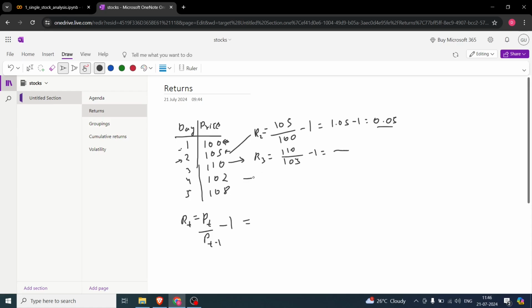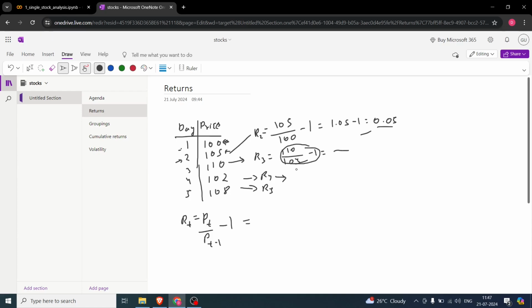Okay, same thing for R4 and same thing for R5. Now in R4, this is a positive number, this will also be a positive number, this entire thing is going to be a positive number. Now for R4, one interesting thing will happen. We'll use the same formula.